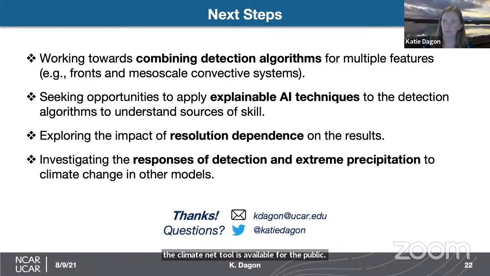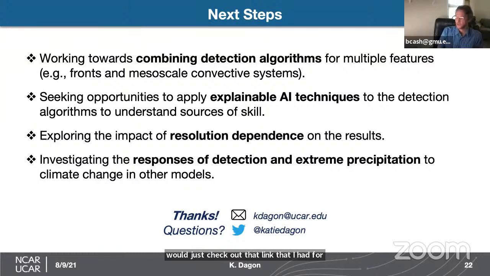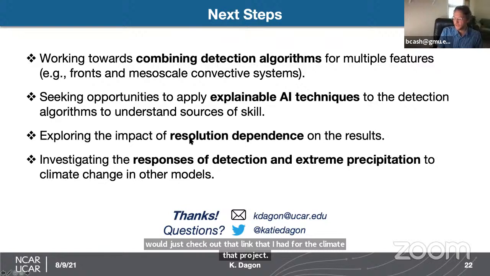Yeah, there's a link on the slide where I showed ClimateNet that you can go to, and I think it's possible that the tool is still collecting data. I'm not sure, I'd have to check with the leads of the project, but there's also the paper that I mentioned that reports some of the preliminary results, and hopefully more papers to come. I know these slides are going to be posted, so I would just check out that link that I had for the ClimateNet project.